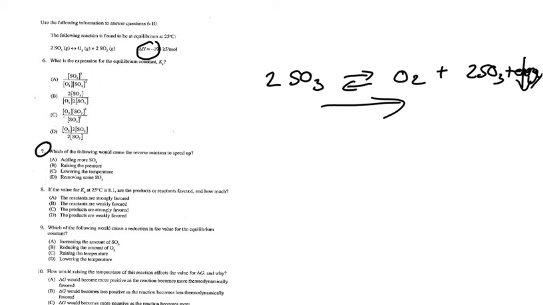It is starting to look like B is going to be the answer. Let's see. D, removing some SO2. If I take away SO2, it's going to shift to the right. So definitely B is the answer.